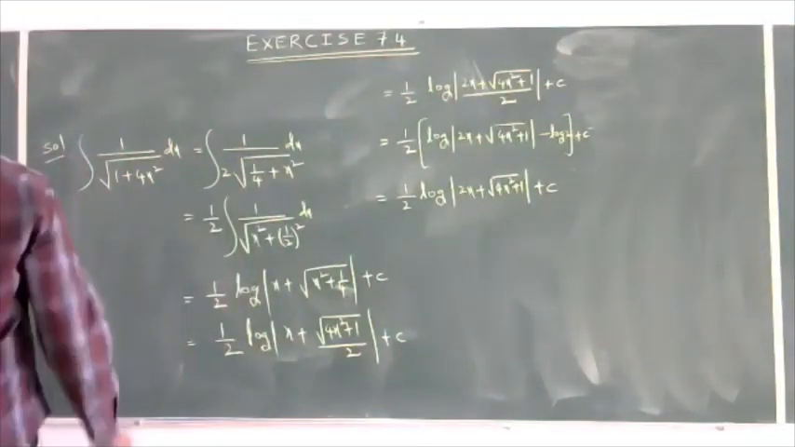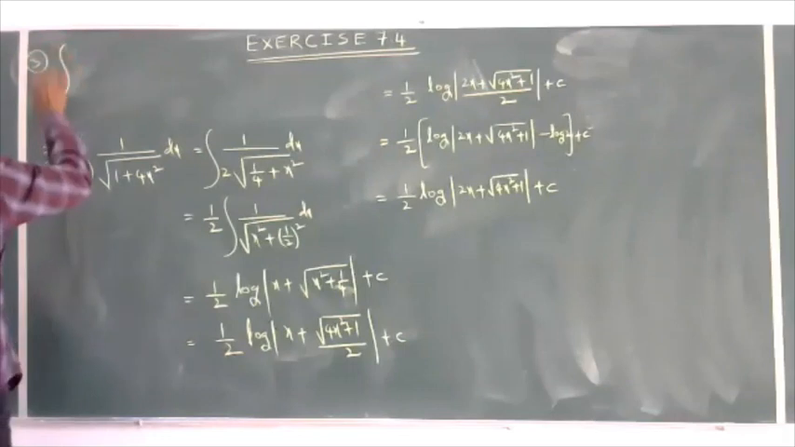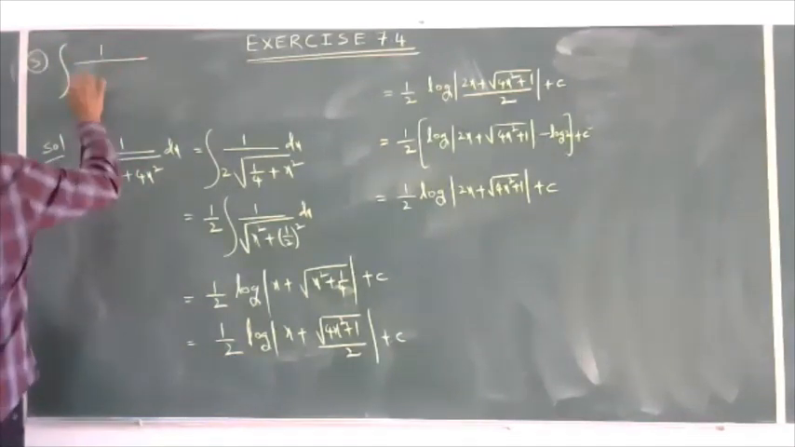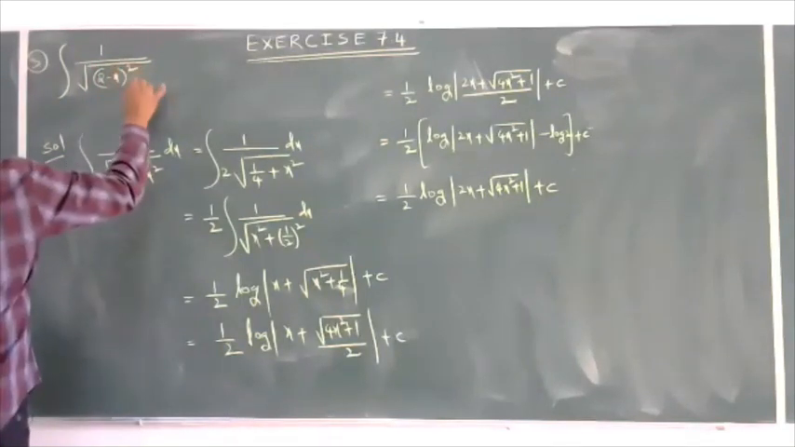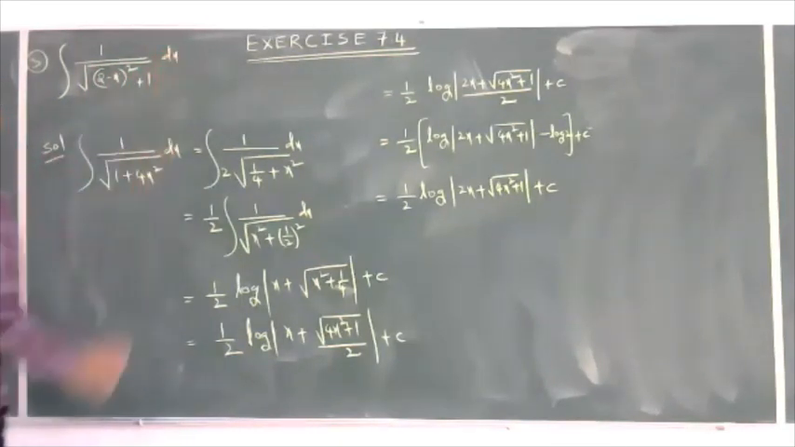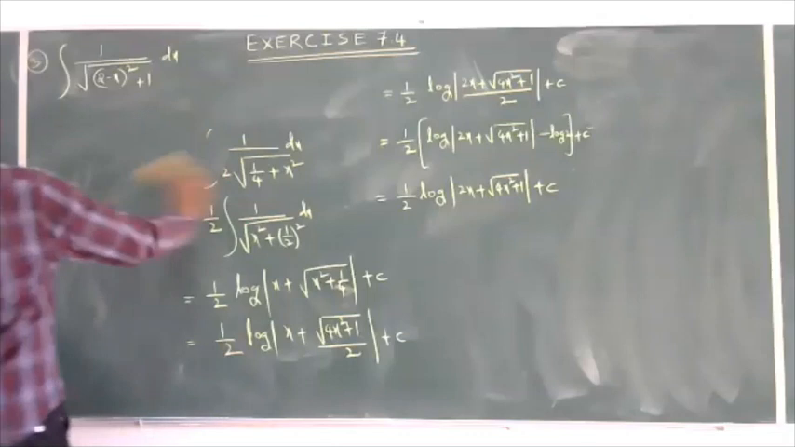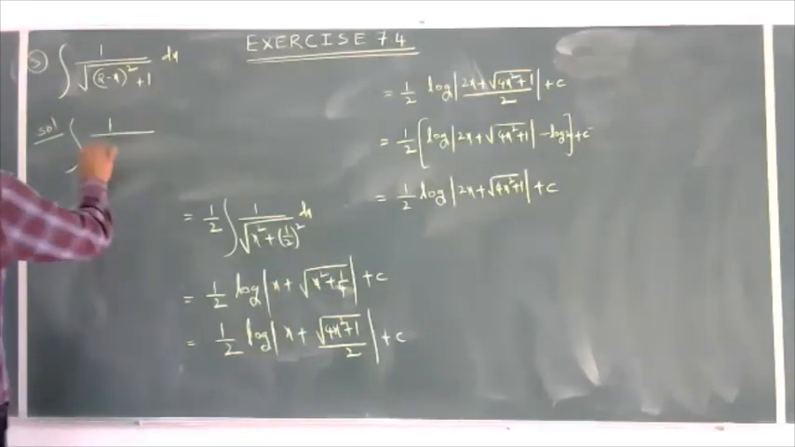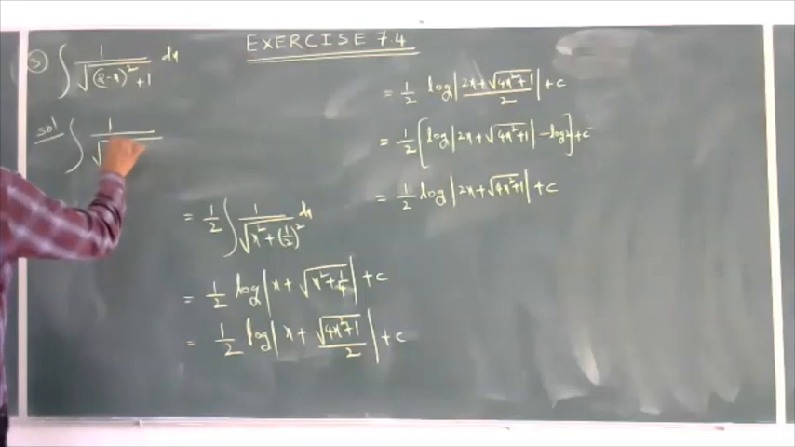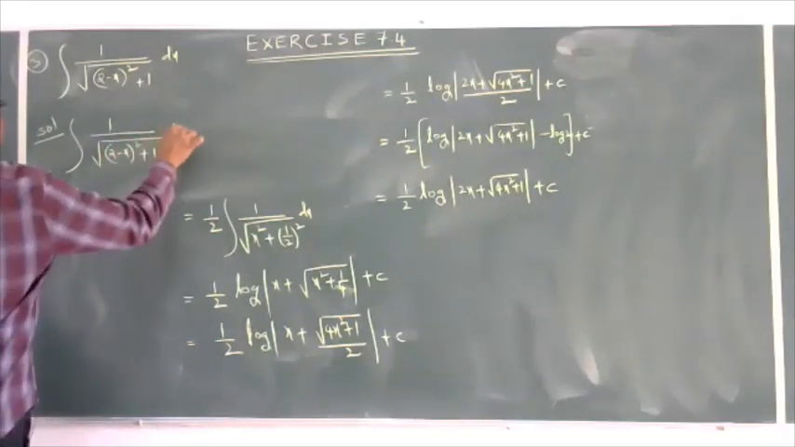Next, third problem. Integral 1 by root of 2 minus x whole square plus 1 dx. That is the solution. Integral 1 by root of 2 minus x whole square plus 1 dx.